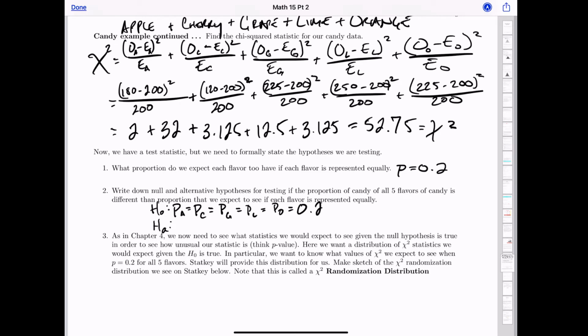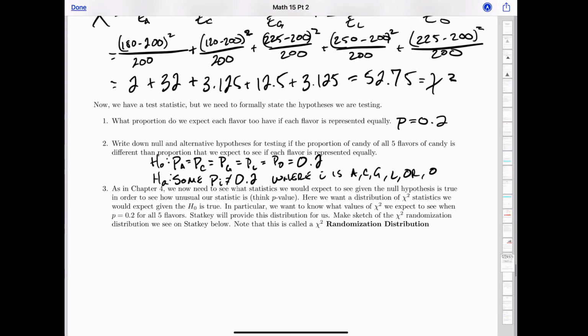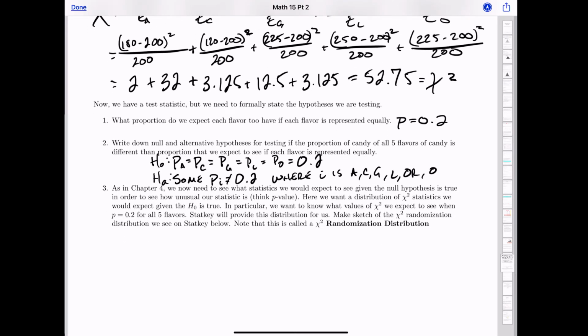Now the alternative is not that they're all different. It's just that one of the proportions is not 0.2. So our alternative is some PI, I'll tell you what that means in a second, is not 0.2. Now I just stands for one of these. So we're just looking for evidence that one of the proportions is off, basically. We're not looking for all of them to be off. Okay, so this is the setup. You can see how this is a bit different than our typical single proportion.